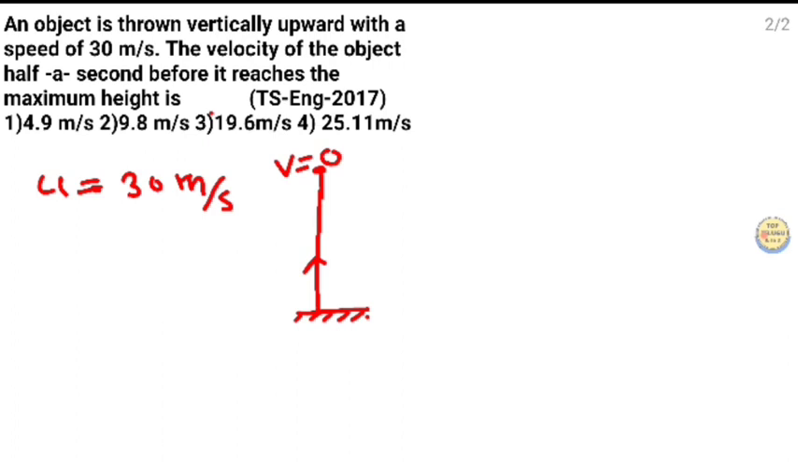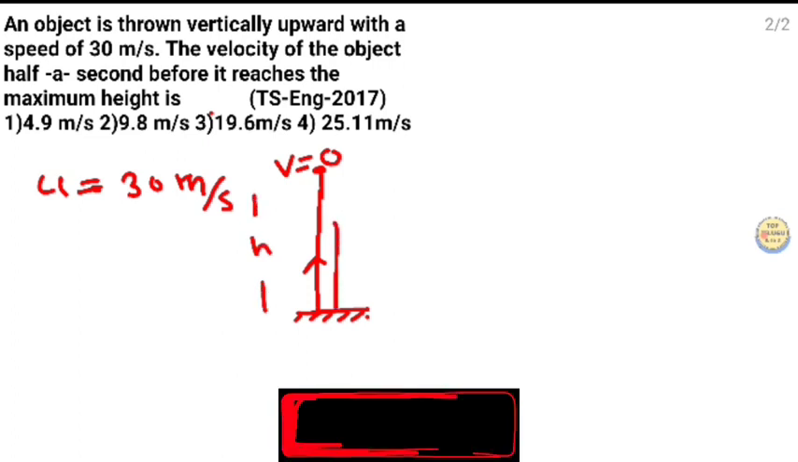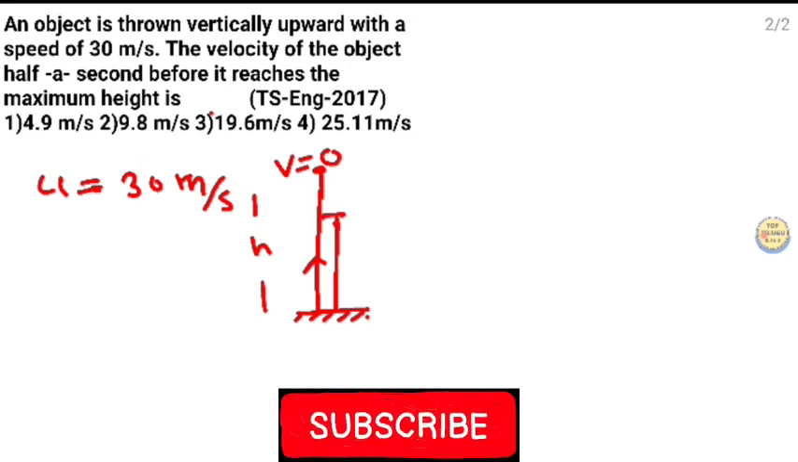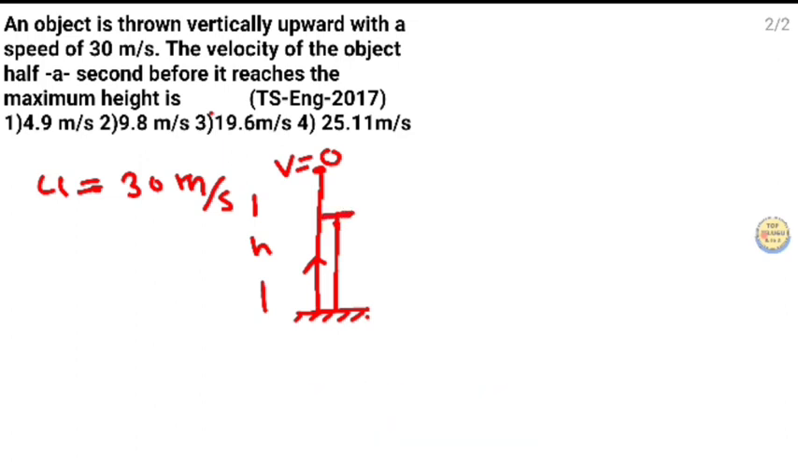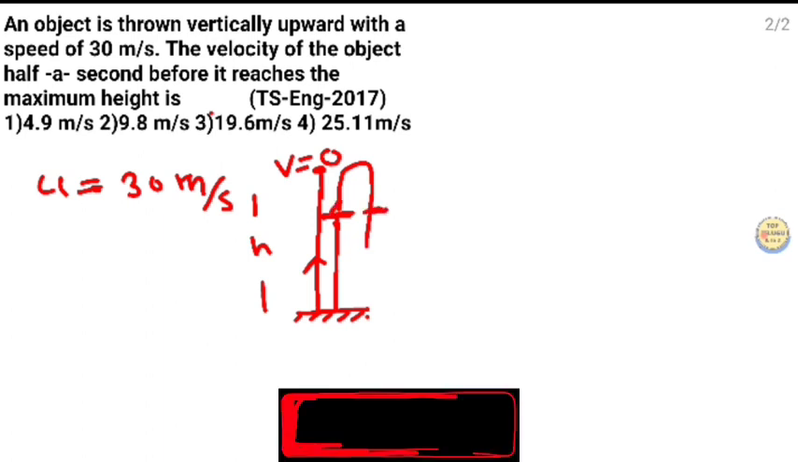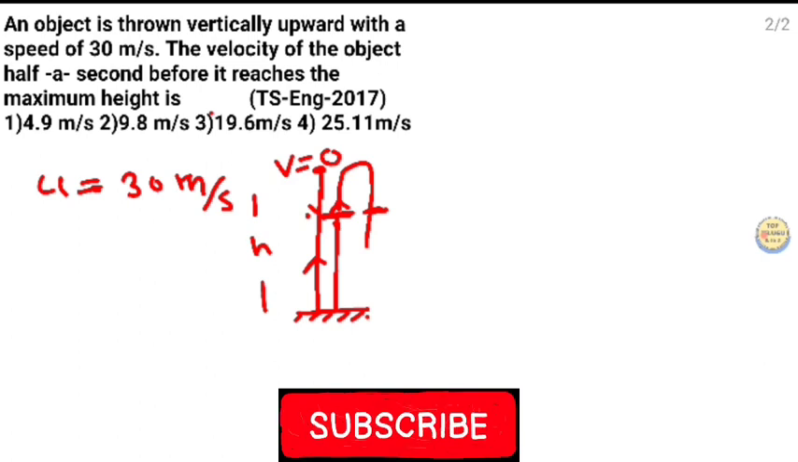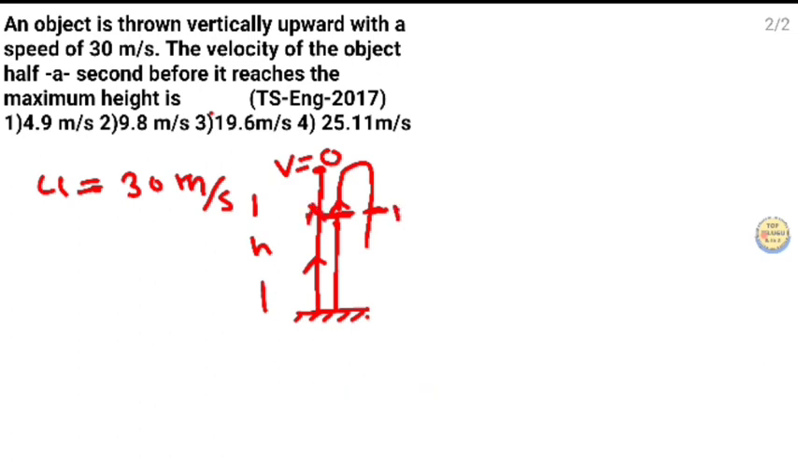So the velocity of the object half of the second before it reaches the maximum height. So this is the maximum height h. So body is thrown upward, and the remaining half second it reaches the maximum height here, and it is projected up and moves downward. So we know here the velocity at this point A is equal to the velocity at B moving downward, it is the same.